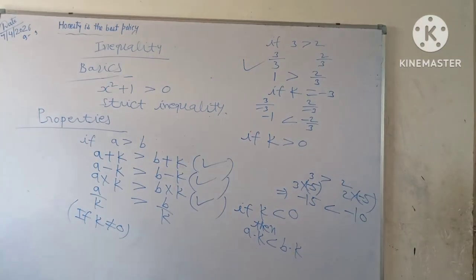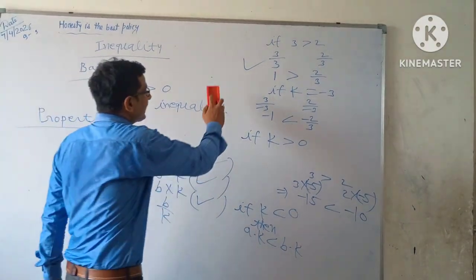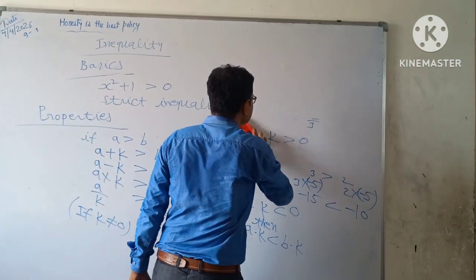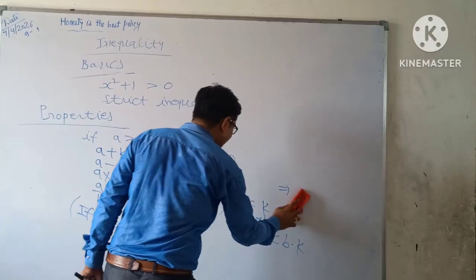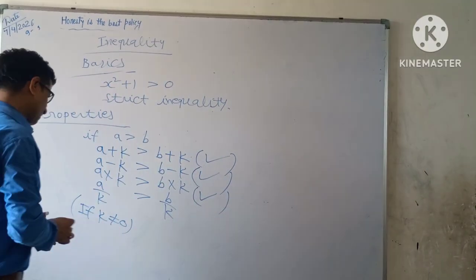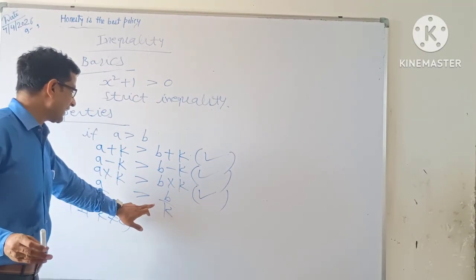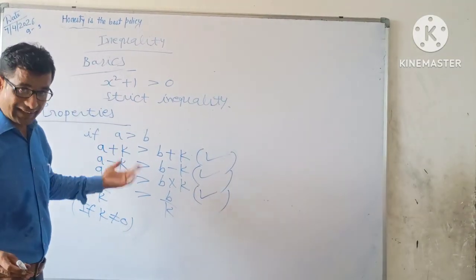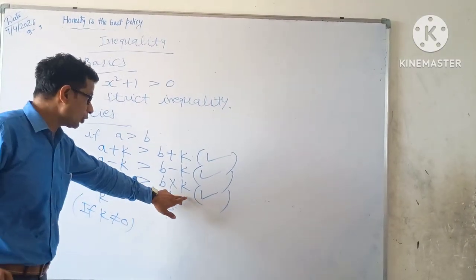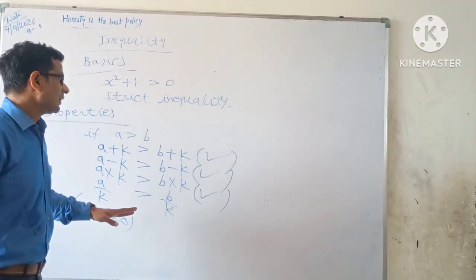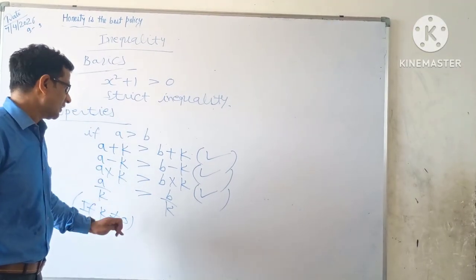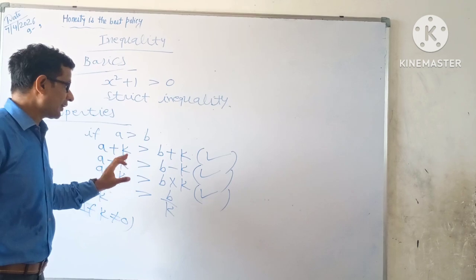So we can conclude that for adding and subtracting there is no restriction. For any k we can add and subtract, and if k is positive then we can multiply and divide also. But if k is negative, we cannot simply multiply and divide: the inequality sign changes.